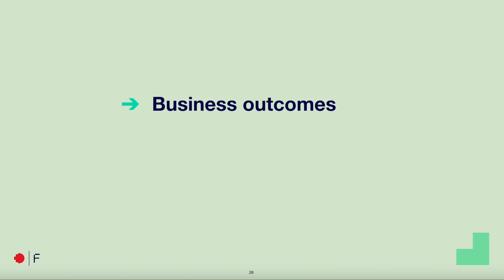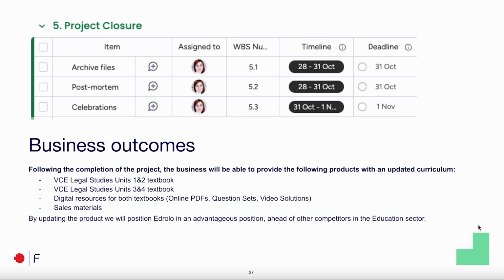Let's look at the business outcomes. The project closure will include archiving the files, doing a post-mortem by having a form sent out to all the team members, and a meeting at the end of the project, and of course the celebrations at the end of the month.